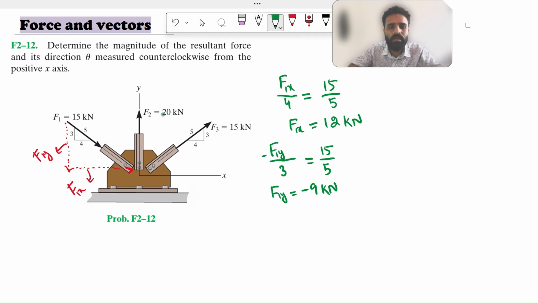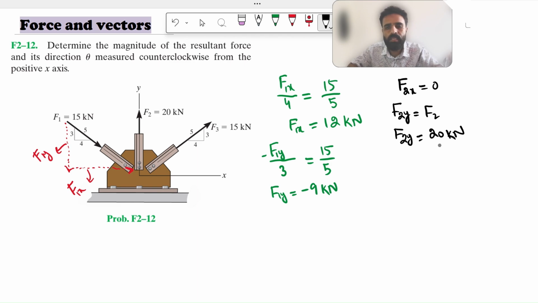Now we'll be doing the F2 force. For the F2 force, we know that it has only a y component. So for F2, the x component will be equal to 0 because it is directly acting along the y-axis. It means that it has only a y component. It does not have any x component. So now I will be defining F2y. It is acting upward, so I'm taking it as positive. It is directly equal to the F2 force. So F2y will be equal to 20 kilonewton. It is directed upward, so it will be positive.